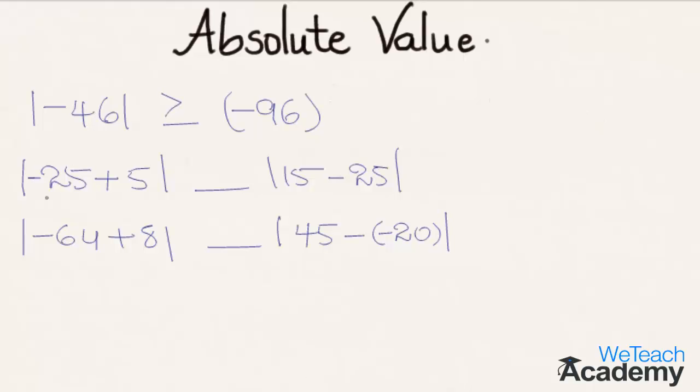Coming to the second example, that is the absolute value of minus 25 plus 5, which is nothing but the absolute value of minus 20, compared to the absolute value of minus 10. That implies the absolute value of minus 20 is 20, compared to the absolute value of minus 10, which is nothing but 10. So here 20 is greater than 10. So we can say that the absolute value of minus 25 plus 5 is greater.